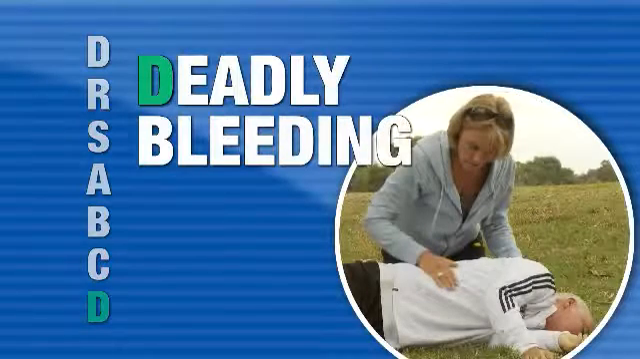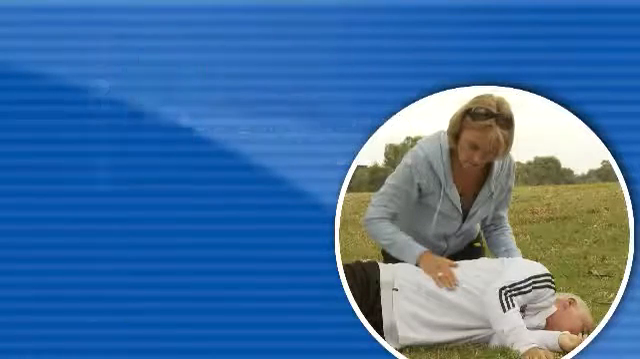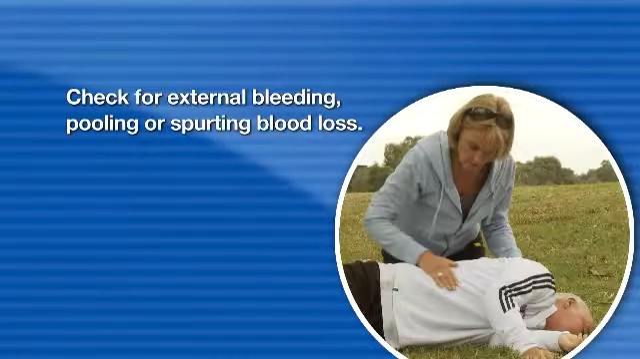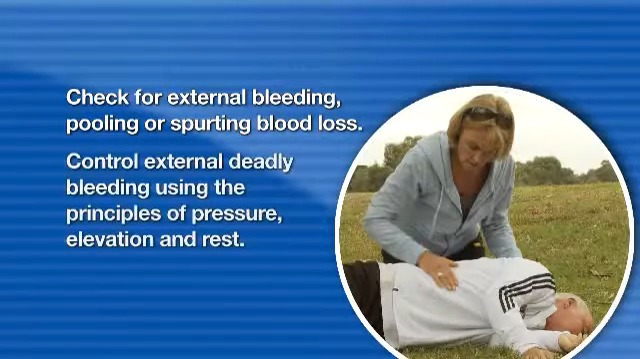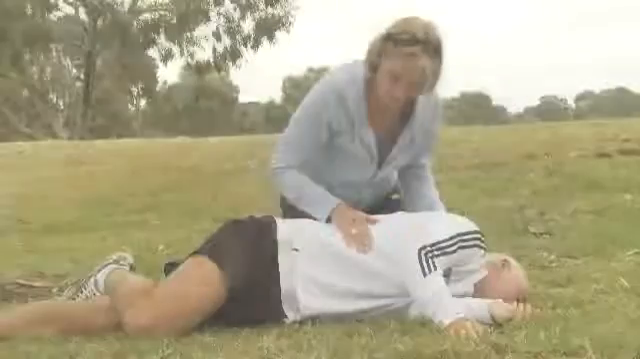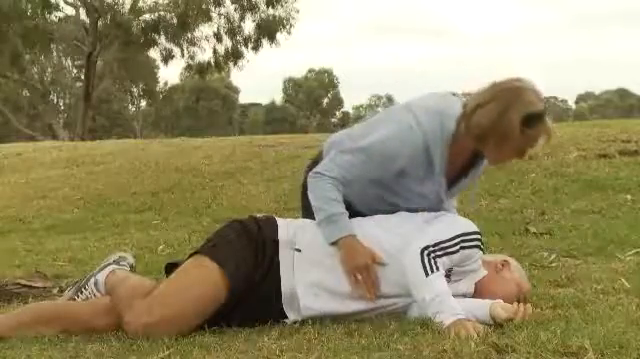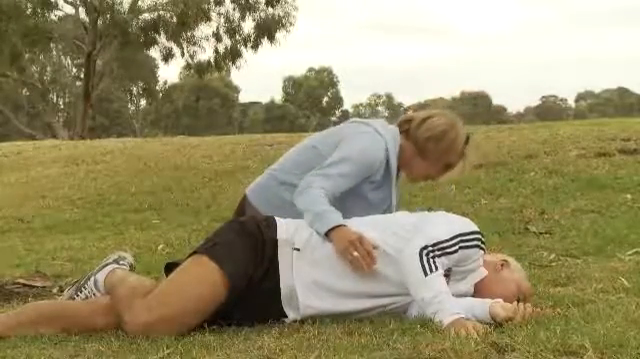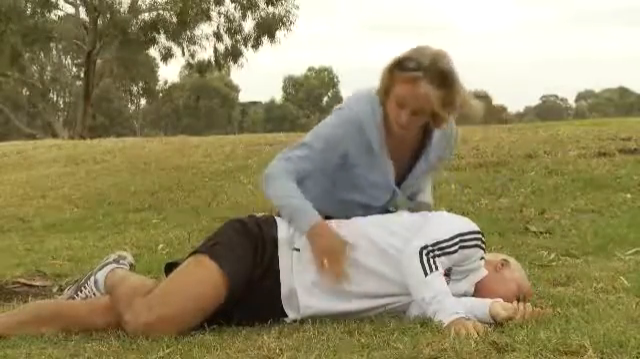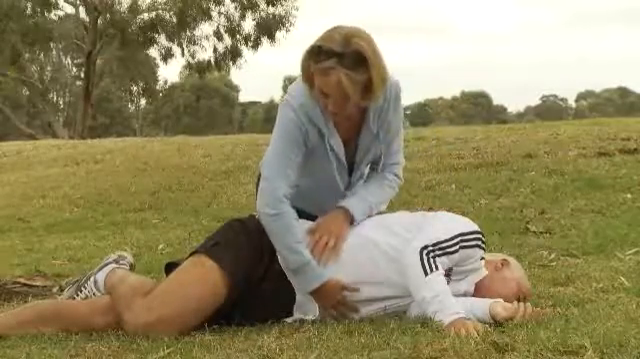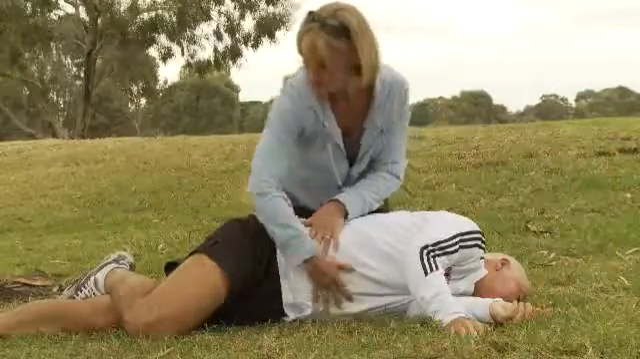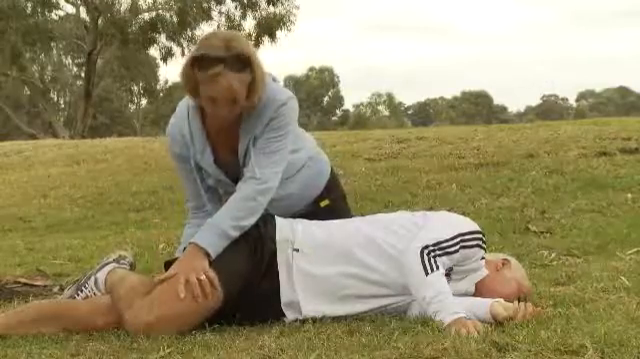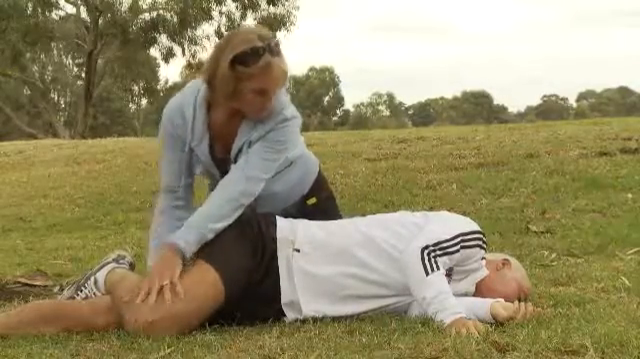D is for deadly bleeding. Check for external bleeding, pooling or spurting blood loss. Control using the principles of pressure, elevation and rest. Check for internal deadly bleeding by looking for fluid coming from the ears, which indicates a possible fractured skull. Tenseness in the abdomen and thighs, indicating bleeding from the internal organs and major blood vessels. And finally, deformity of the limbs.